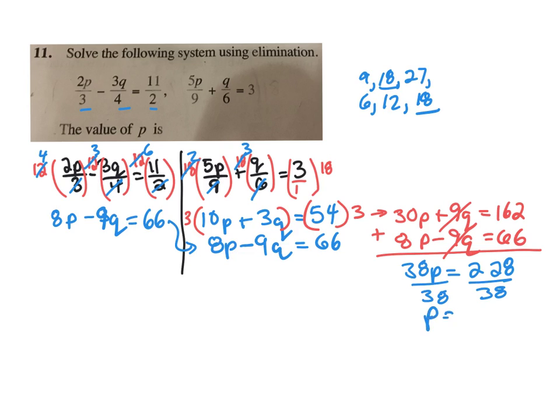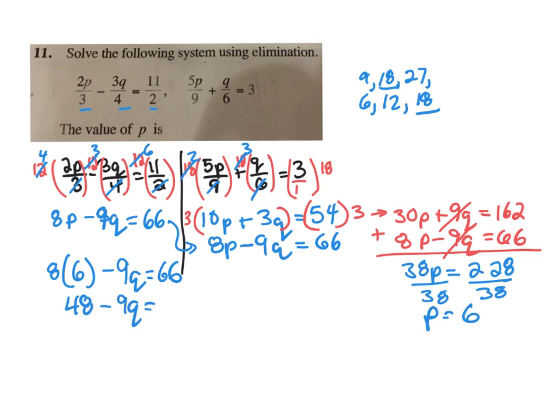Divide both sides by 38. Hoping it's going to be a nice number, but I guess it doesn't have to be. Let's take a look at this. Okay, so 228 divided by 38 is 6. Yes, it is a nice number. Good. Now we want to sub that p back into one of our equations. Doesn't matter which one. So let's say we go back into this one over here.